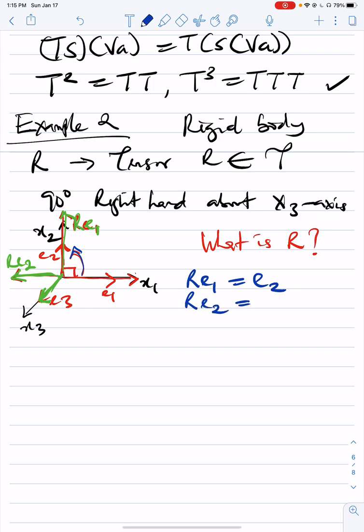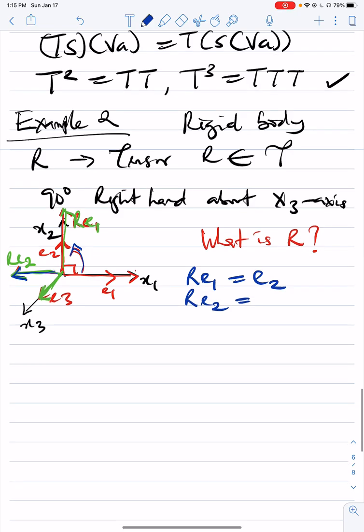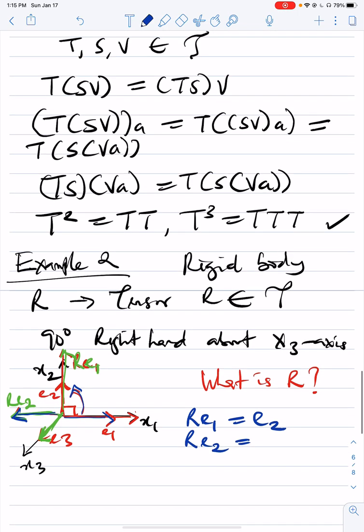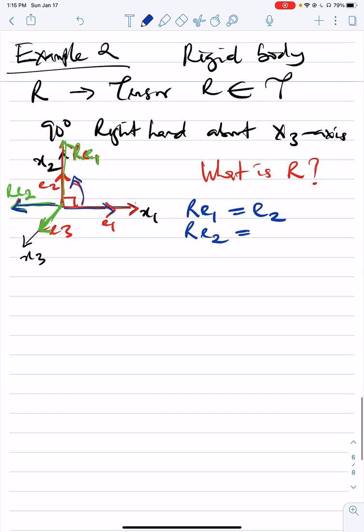R e2, right, has become this. Look at this. How do we describe it? R e1 is pointing in the positive direction that e2 is pointing, so R e2 is in the negative direction, so it can be said to be minus e1. Hope this is clear and makes sense. Then R e3 remains itself.